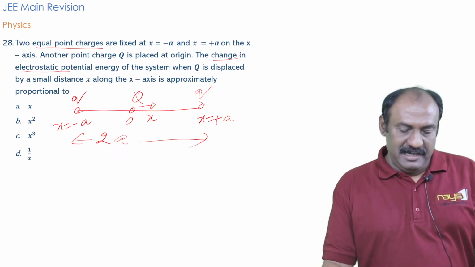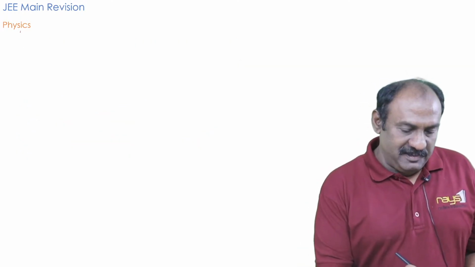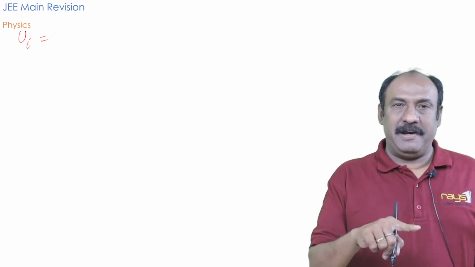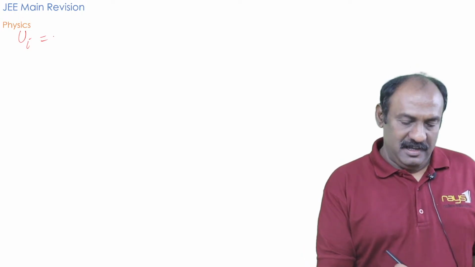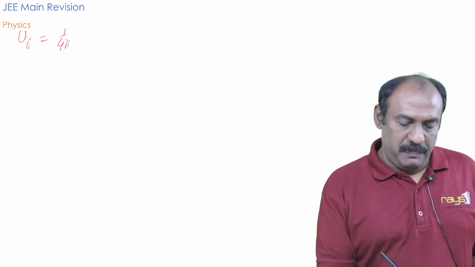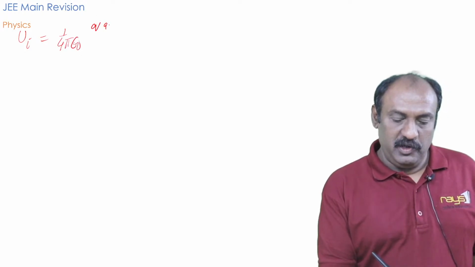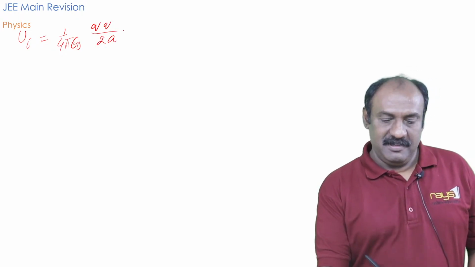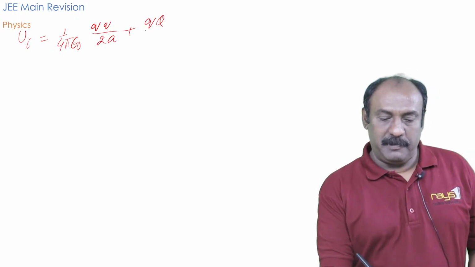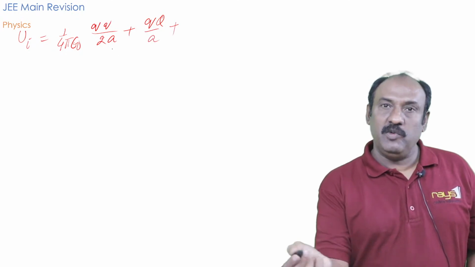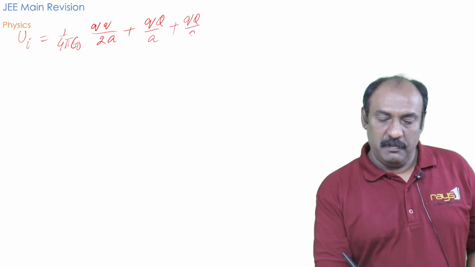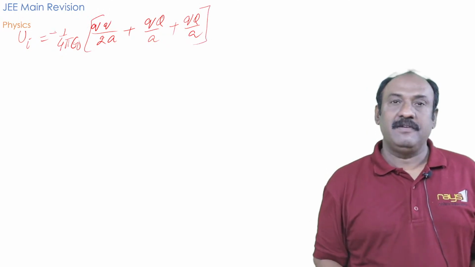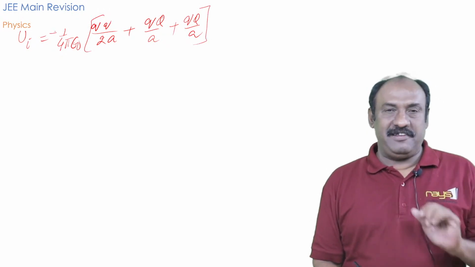What is the initial potential energy of the system? So 2 charges are separated by a distance 2a. So it is 1 by 4 pi epsilon naught, q into q by distance 2a between the end charges, plus q into capital Q by a, plus q into capital Q by a for the right hand charge. It is the potential energy of these three charges initially.